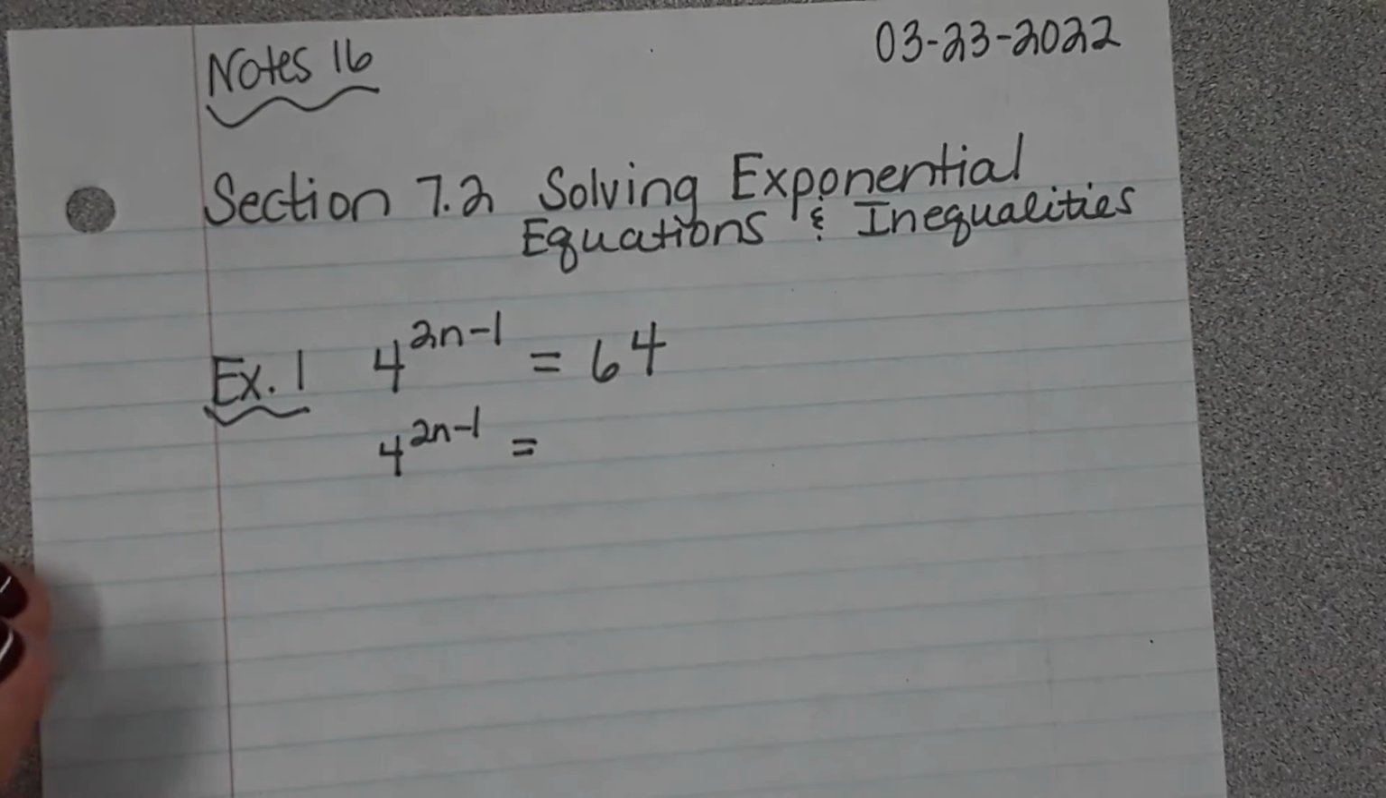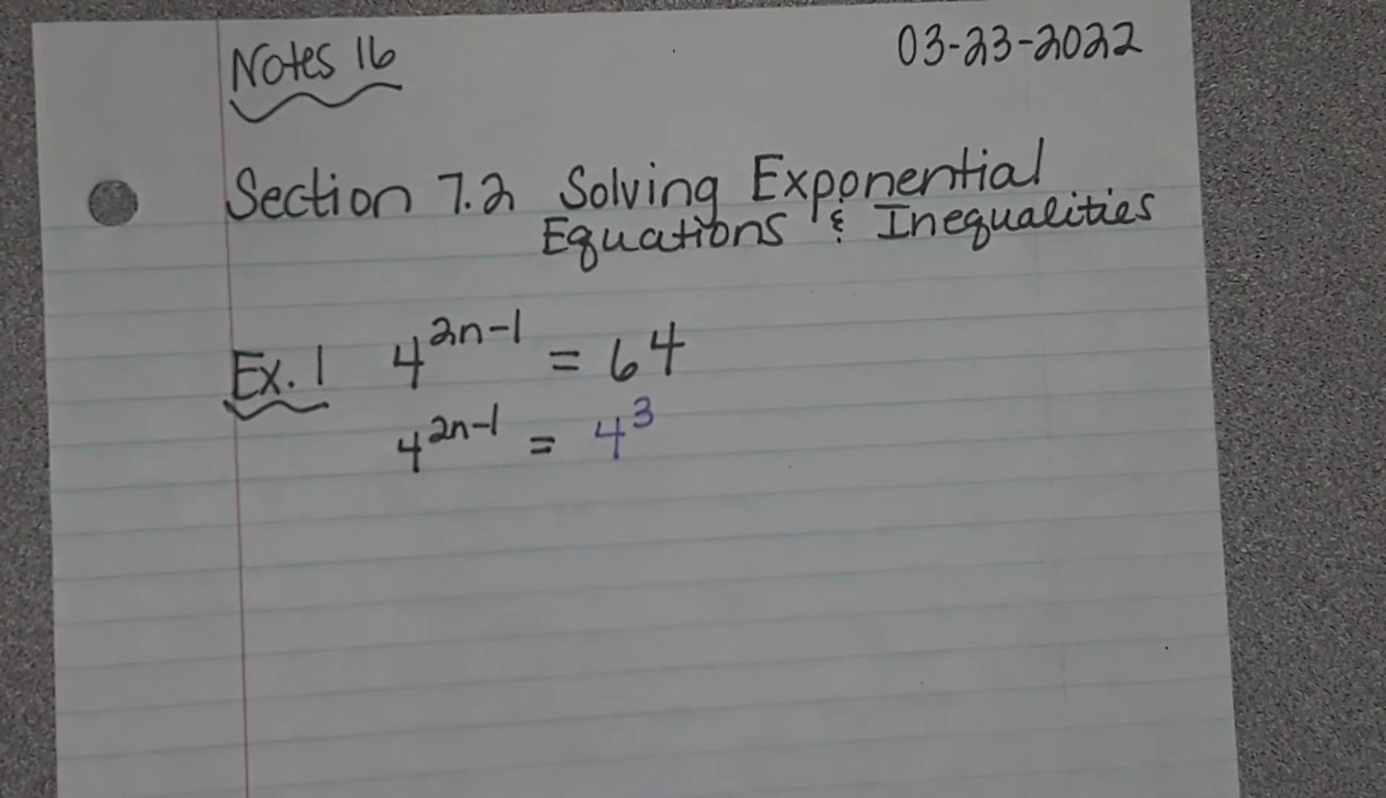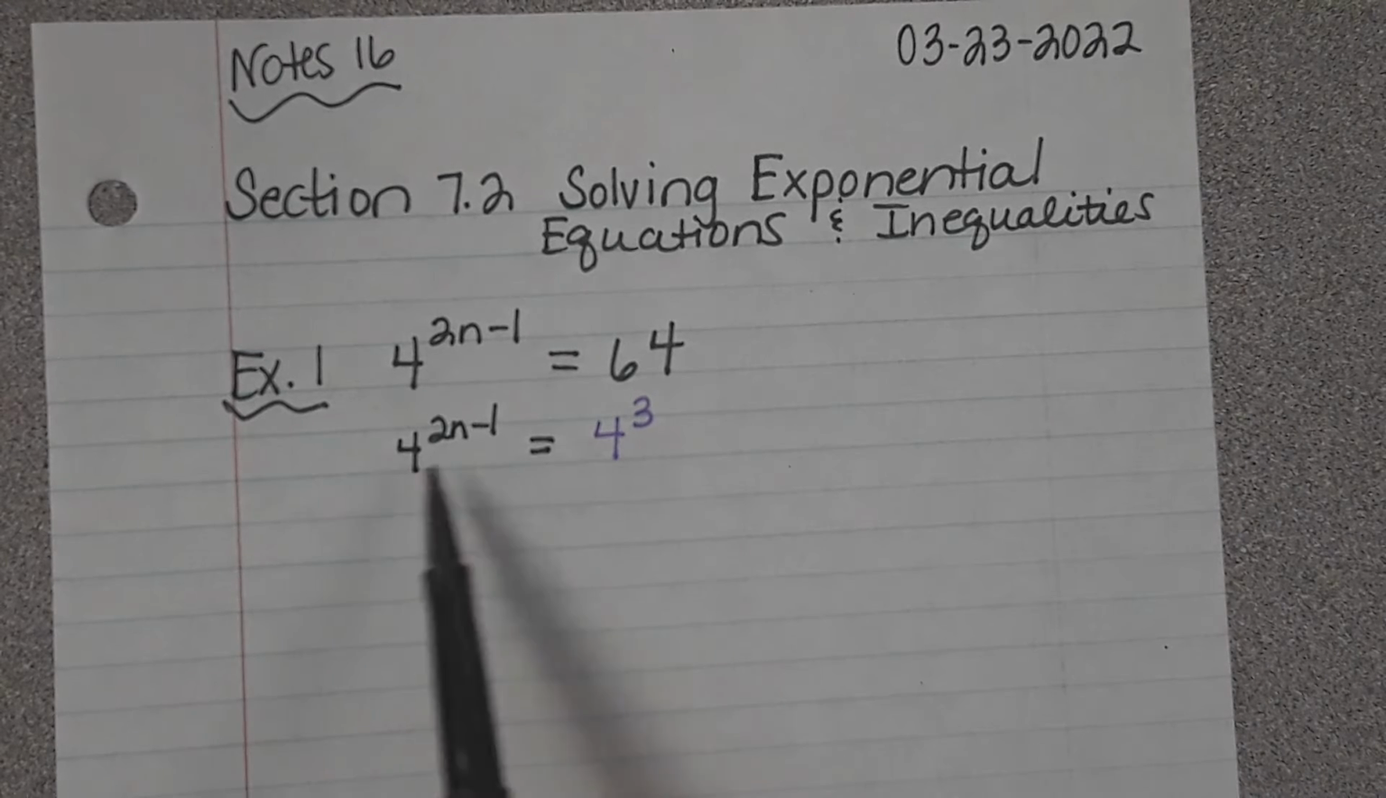Okay, how many 4s does it take to get 64? 3. So now the bases are the same. And remember I told you the whole concept is the bases have to be the same to do anything. So now the bases are the same.